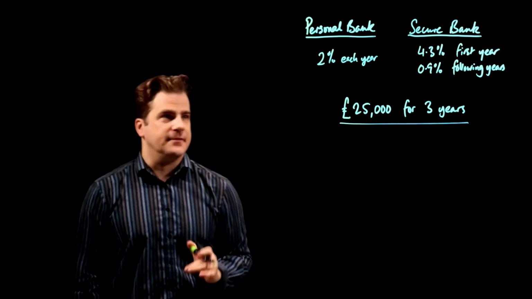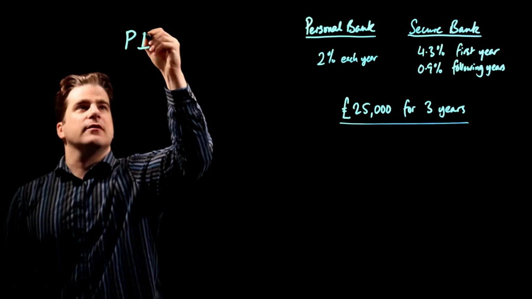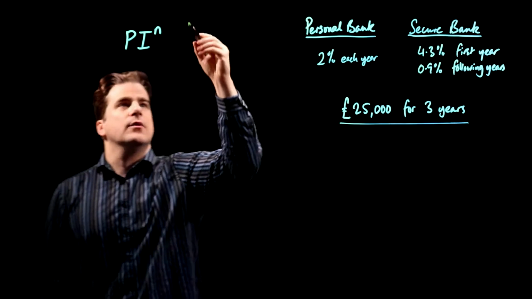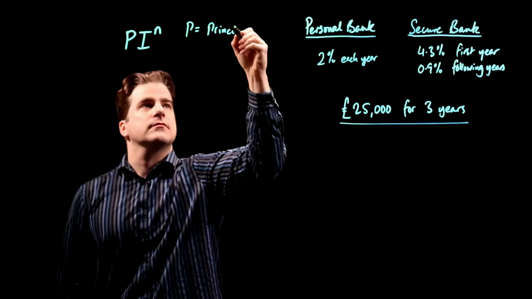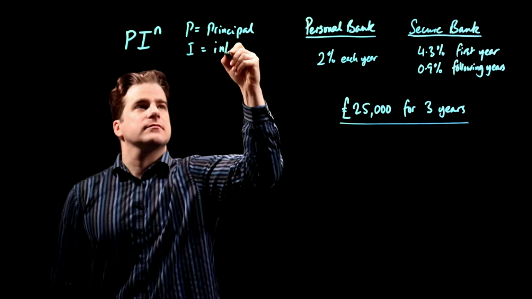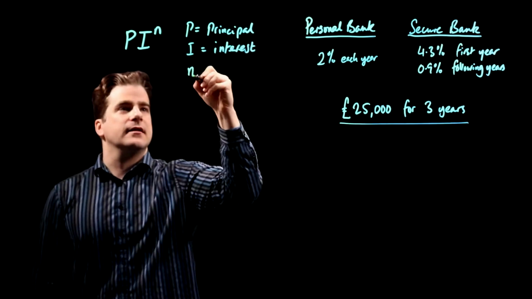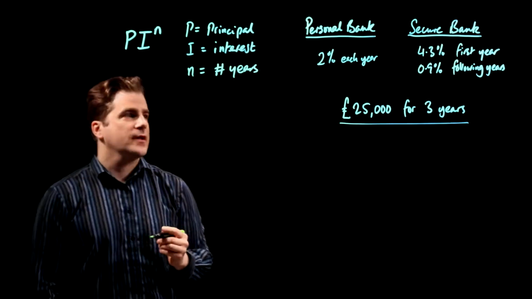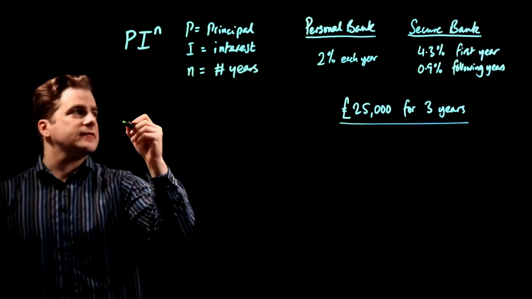Right, well, this is PIN. The amount of money you end up with is P times I to the N, where P is the principal amount, I is the interest expressed as a decimal, and N is the number of years. So for the personal bank, the amount of money we end up with is PIN.